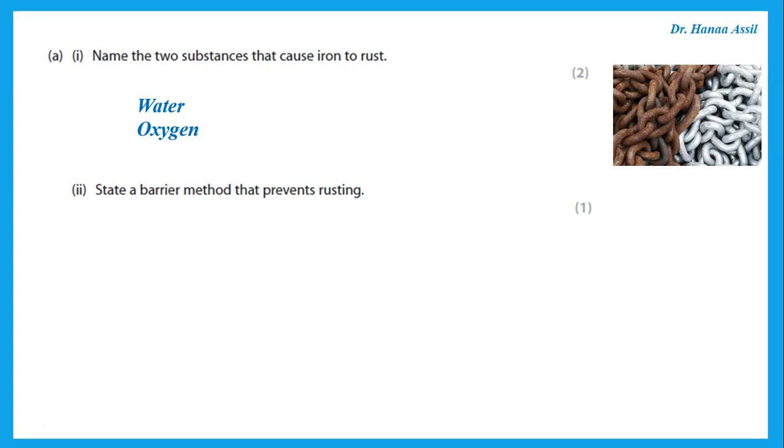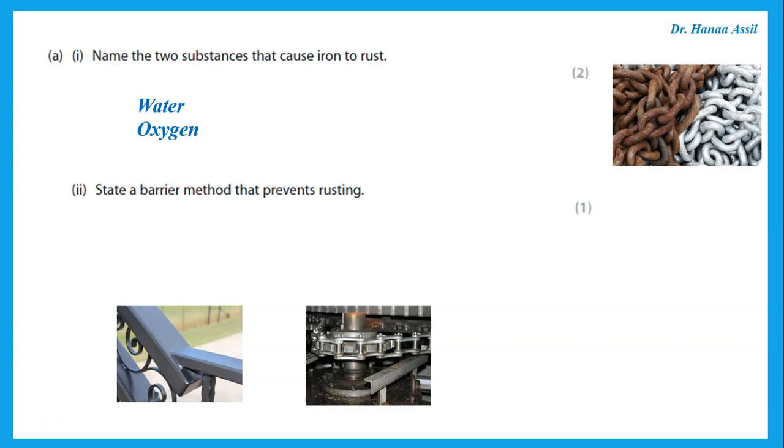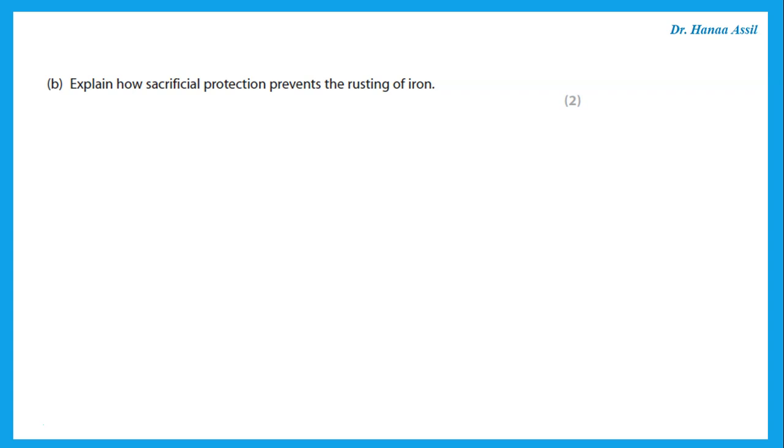State a barrier method that prevents rusting. Which kind of method is a barrier method? We said either painting or oiling or covering with plastic. Any of these are called a barrier method because they prevent the iron from reacting with water and oxygen in the air. So what about sacrificial protection?